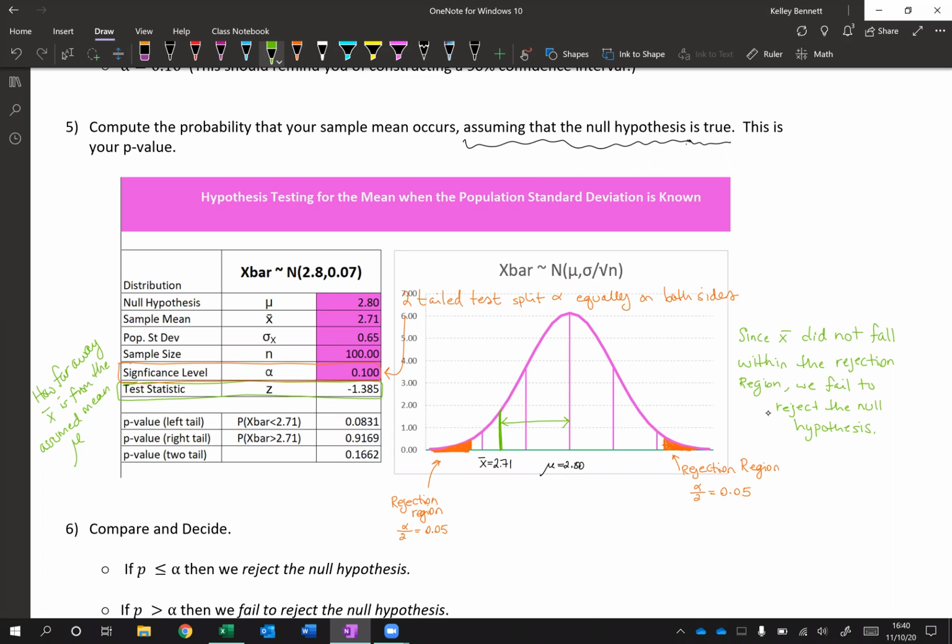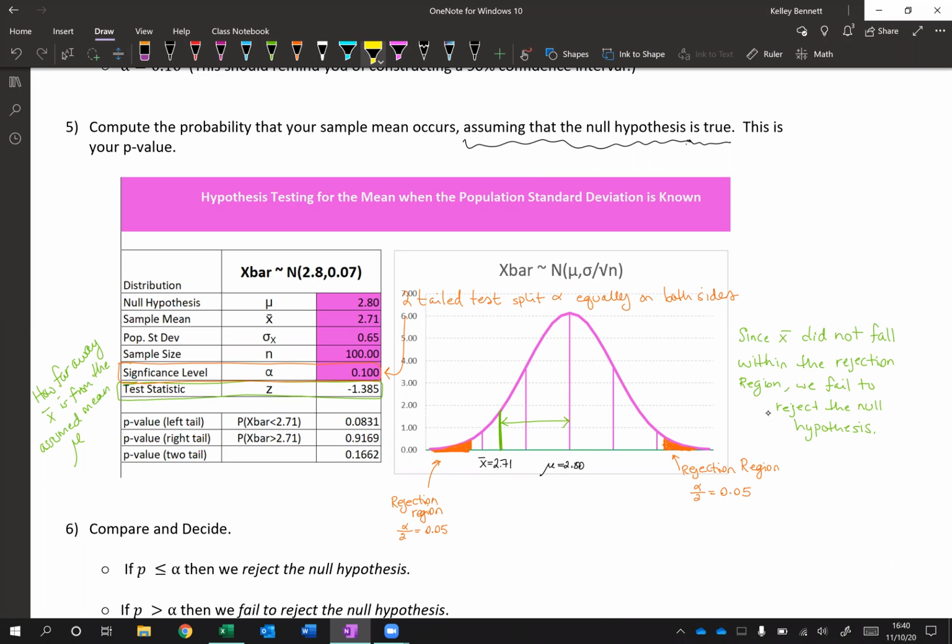But there's actually a little bit of an easier way to make this decision. Instead of having to draw out a picture and figuring out what X bar would have to be to fall into the rejection region, what I'm really going to look at is the p-value. So remember that we're doing a two-tailed test. Every time you plug this into Excel, you're going to get a p-value for a left tail, a p-value for a right tail, and a p-value for a two-tail. So it's up to you to decide which p-value you are looking at.